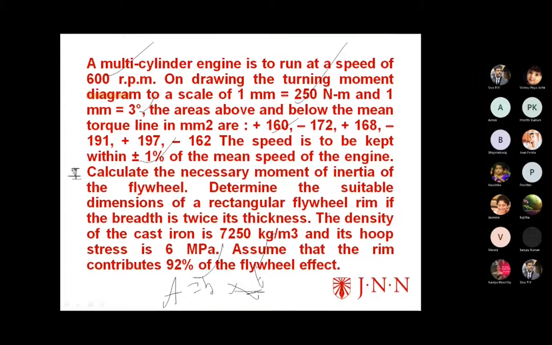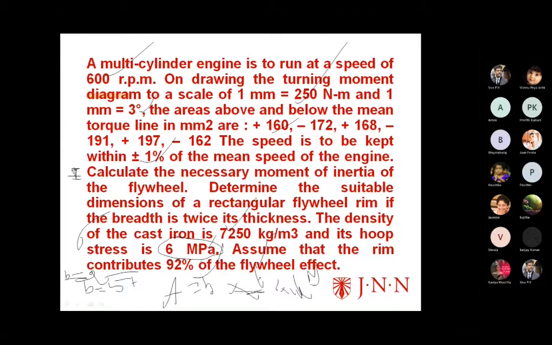For the flywheel rim, the breadth is twice the thickness. In the previous problem B was 5 times the thickness, but here B equals twice the thickness, so area is 2T into T. The density of the cast iron, rho, is given as 7,250 kilogram per meter cube, and the hoop stress sigma is 6 megapascal. So we want to convert megapascal into newton per meter square. Mega means 10 power 6, so 6 into 10 power 6, and 1 Pascal equals 1 Newton per meter square.